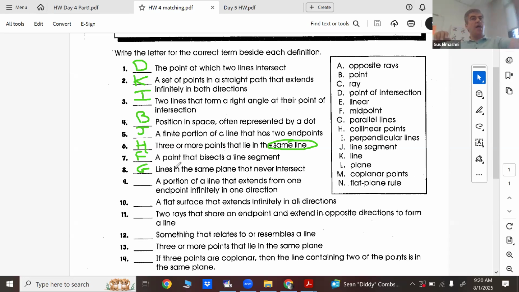So it has an endpoint and goes forever in one direction. What do we call that? Ray. Good. Yeah, good. Yes. So let's see. Yep.